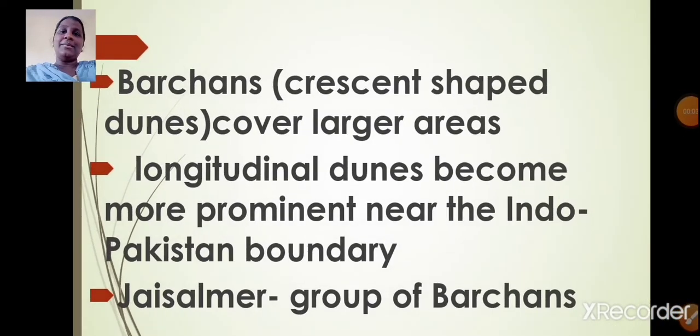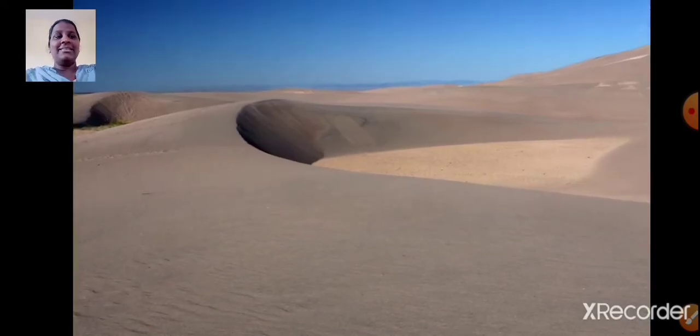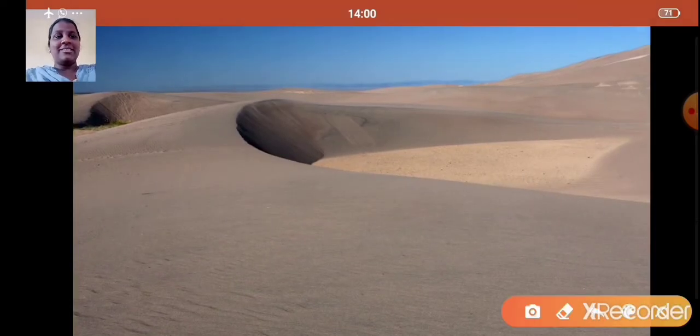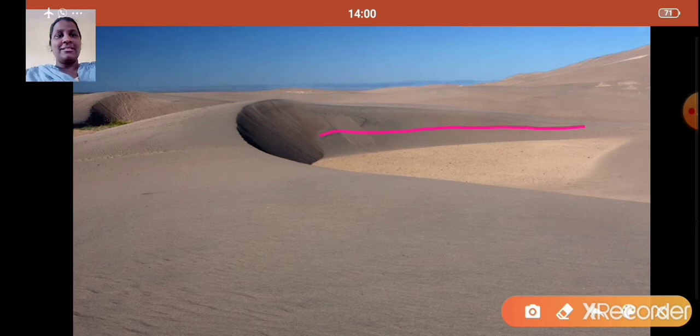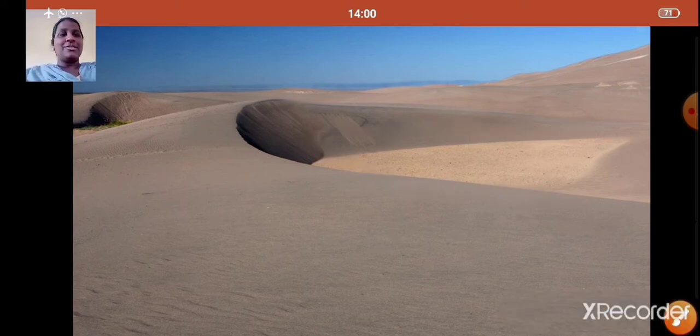Now let us learn about barkhans. Barkhans, that is crescent shaped dunes. Crescent means curved shape. Here in this image you can see barkhans. Curved shape image. Isn't it? You can see here, students. Crescent shape. So these crescent shaped sand dunes are called barkhans.